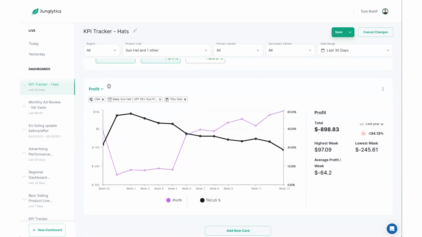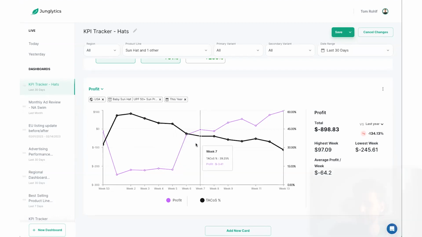And then the end-all be-all metric of all measurement, profit. So we made an additional card for profit for the Baby Sun Hat, and we expanded that date range out to this year, so we could see if we were making money and how it changed with that price change. So again, here, this is where that price change happened, right in between week 5 and week 6. And we see that it made a pretty big difference in our ability to make profit on this product line.